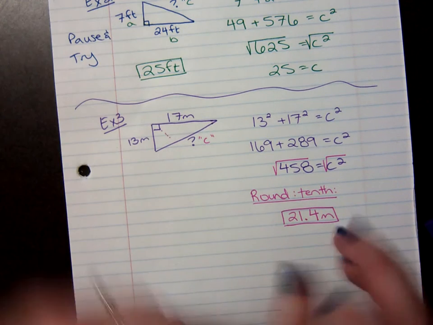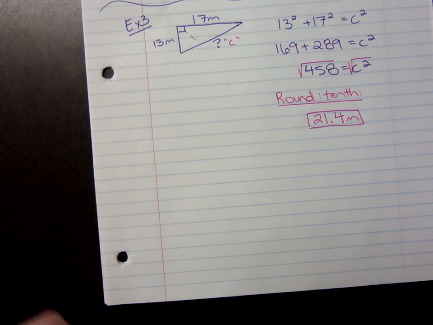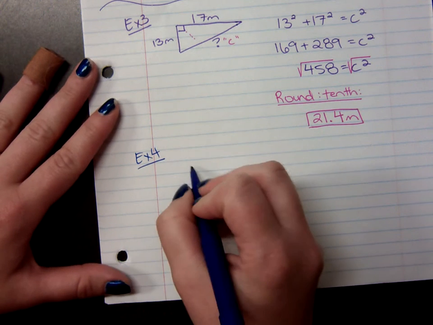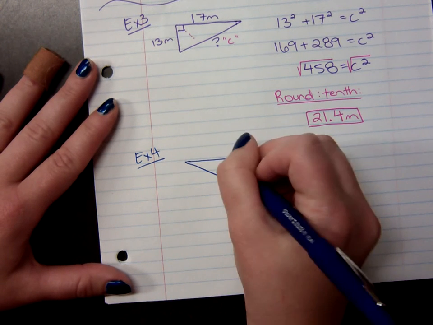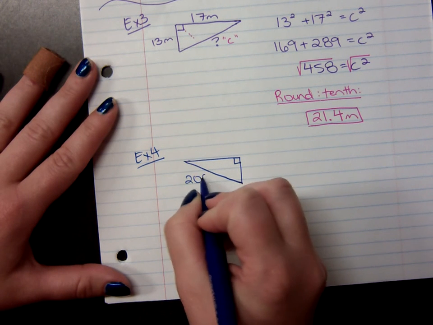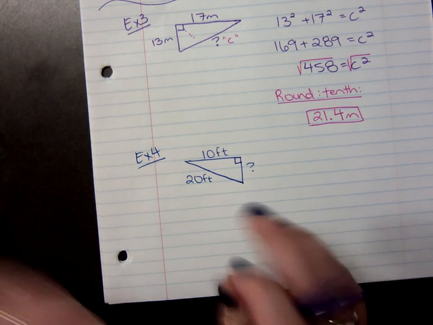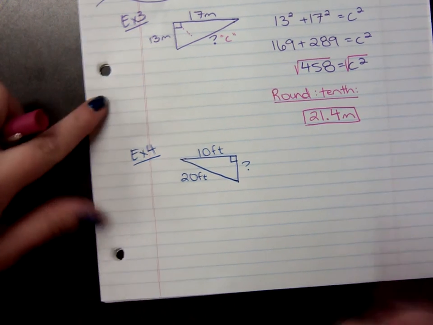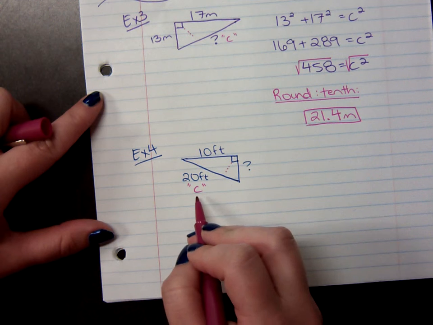Alright, let's look at a different situation. I'll do this one with you, and then I'll give you one to try. Example 4. Drawing the triangles in different directions so you can practice finding the hypotenuse. This time I'm going to say this side is 20 feet, say this side is 10 feet, and I don't know that side. You still want to find your hypotenuse first. So go across from the right angle. This is side C.